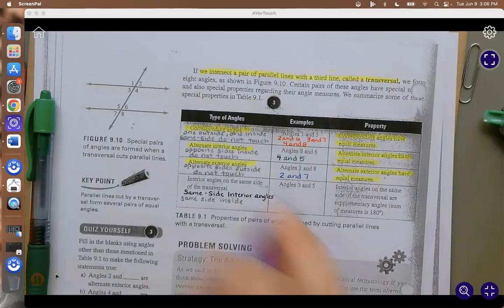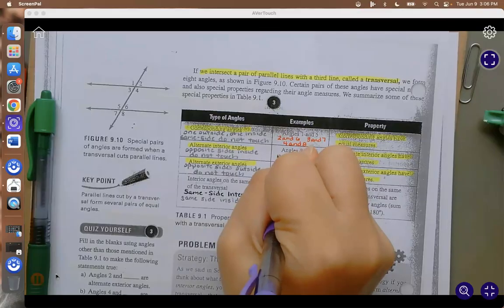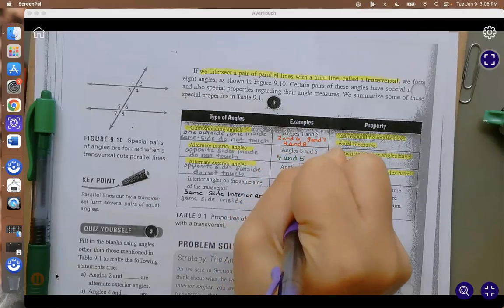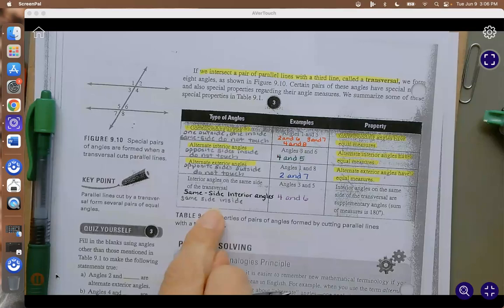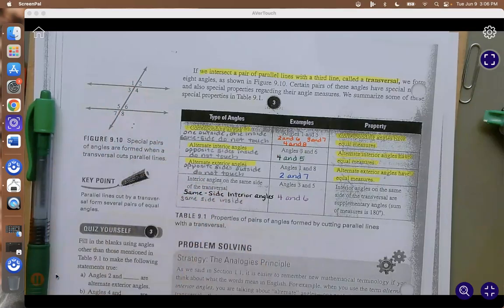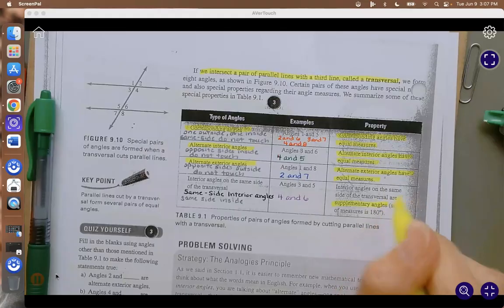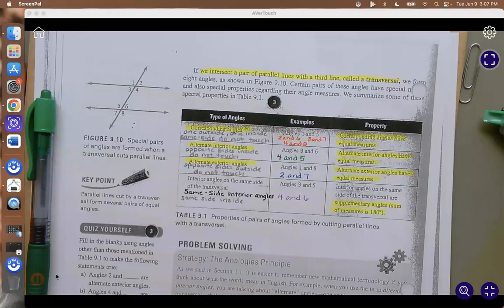So that's going to be 3 and 5, 4 and 6. Notice that there's not a do not touch. So if they touch, if it's same side interior, they are supplementary angles. Okay? So their sum is 180.